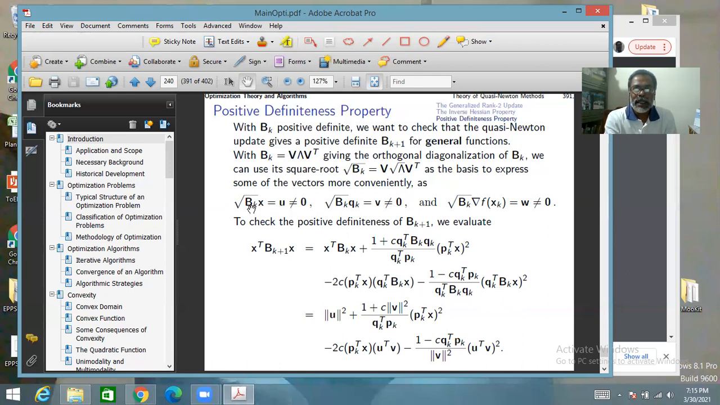Now, this will tell you that this term is nothing but U transpose U, which is here. This will tell you that this thing is V transpose V, which is this. And this we will use later. This is in reserve for the time being. And then U transpose V will be X transpose BK QK, which is this, or Q transpose QK transpose BKX, same thing.